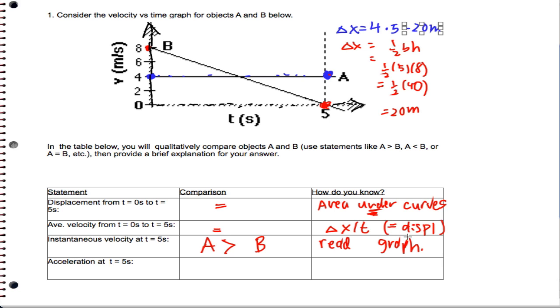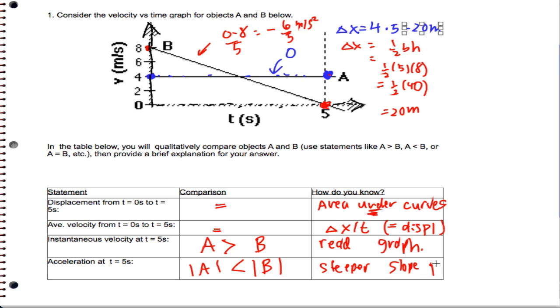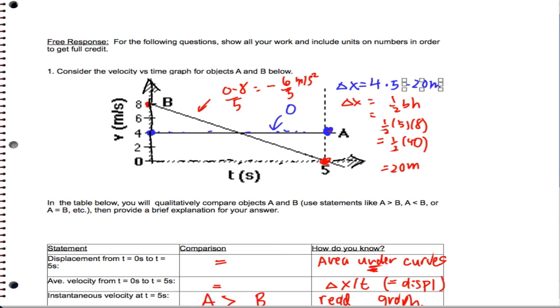Okay. Now, let's look at the acceleration. The acceleration is the slope of the velocity graph. So A has an acceleration of 0. When we get the acceleration of B, that's going to be 0 minus 8 over 5, which is going to be negative 8/5 meters per second squared. So here's what I did just to be safe. I said that if you do absolute values, the absolute value of the acceleration of A is less than the absolute value of the acceleration of B, because B has a steeper slope. So that takes care of that free response question.